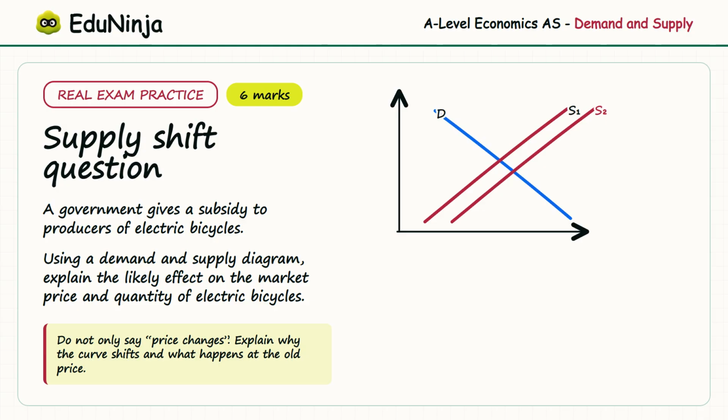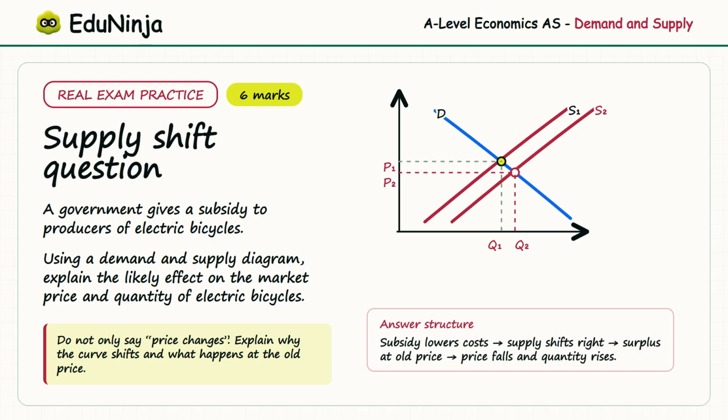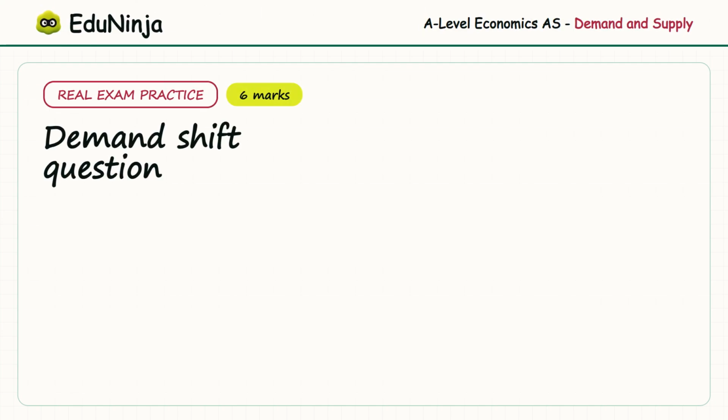At the old price, there is now excess supply or a surplus. Producers want to sell more than consumers want to buy at that old price. To clear the market, price falls. The new equilibrium quantity rises. A strong answer says, subsidy lowers costs. Supply shifts right, surplus at the old price, price falls, and quantity rises. That final chain is exactly the exam logic. Cause, curve, pressure, outcome. Now a demand shift question.